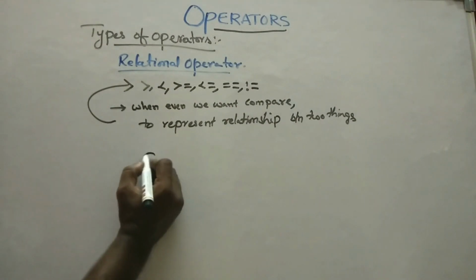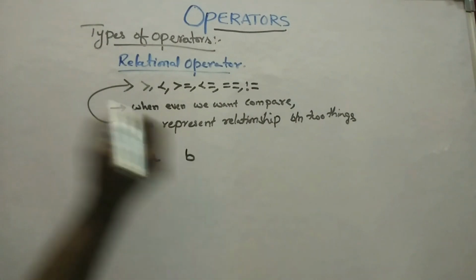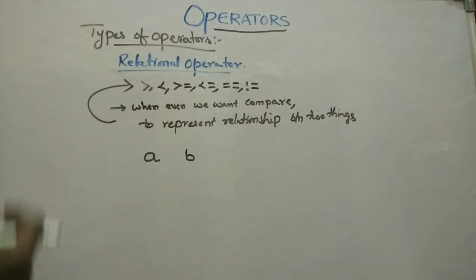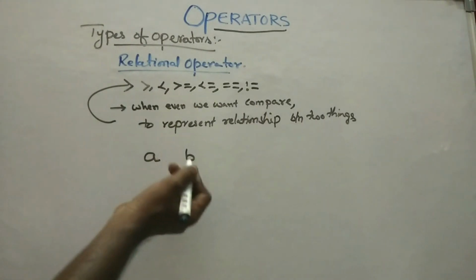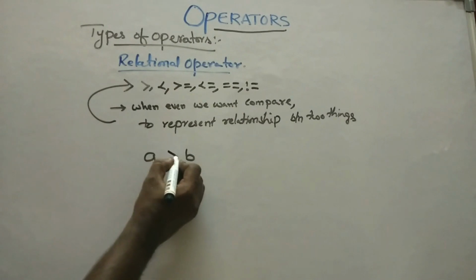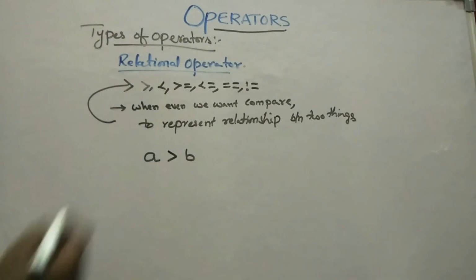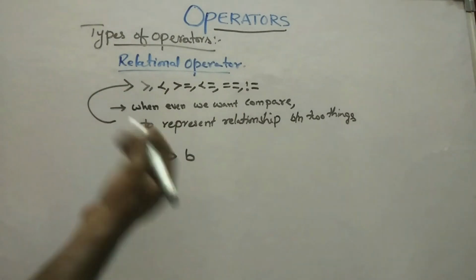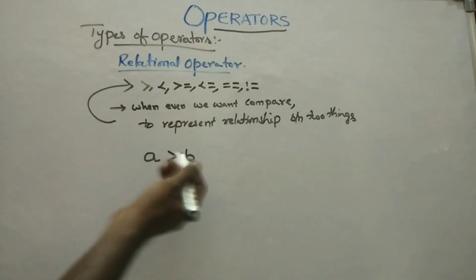Suppose for example there is one person A, and another person B. Now I want to compare who is bigger, either A is bigger or B is bigger. Then I can use one relational operator, suppose greater than. Now by using this operator I can say A is bigger or B is bigger.